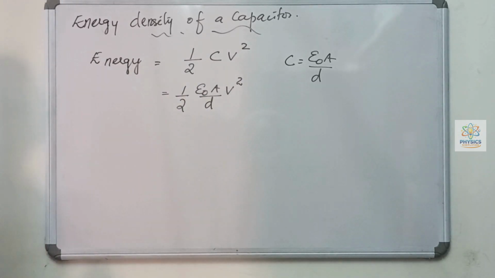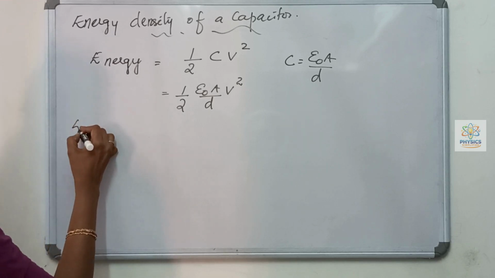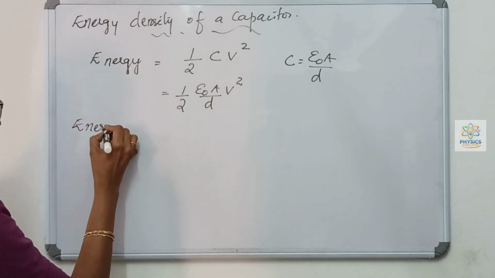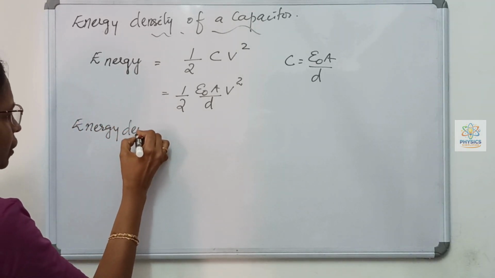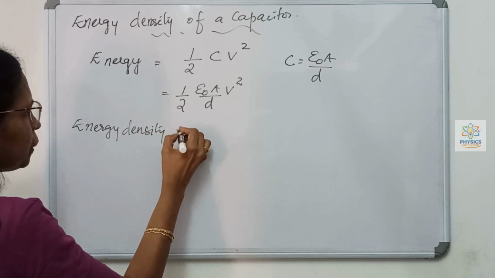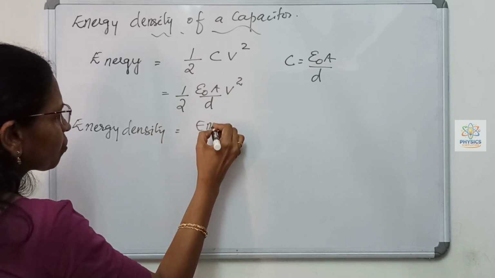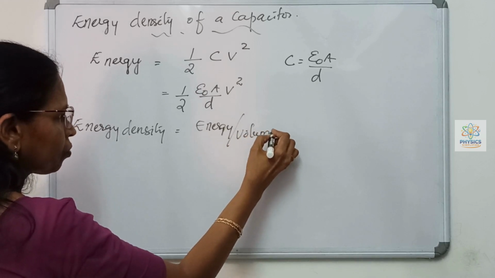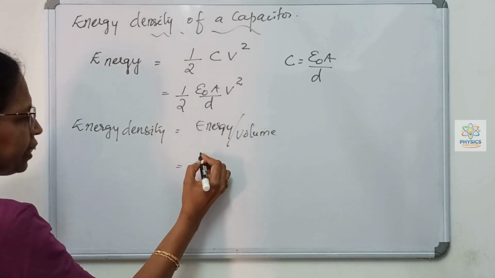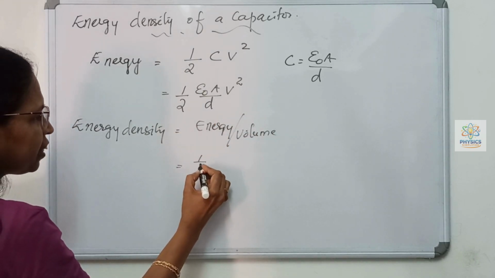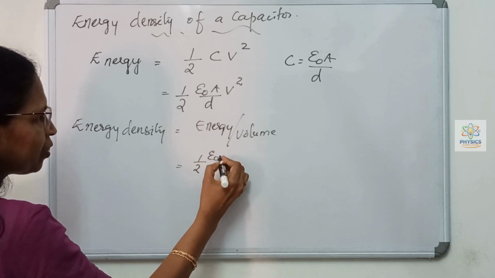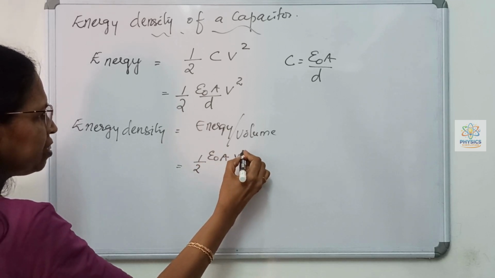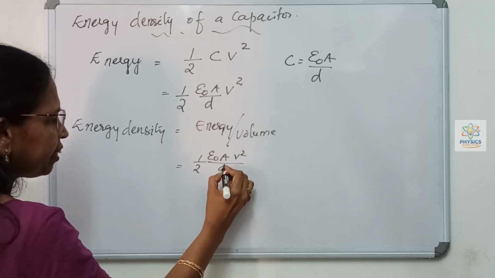Here we are going to calculate the energy density. So energy density means energy per volume. Here we can write energy is half into epsilon 0 A V square by D.